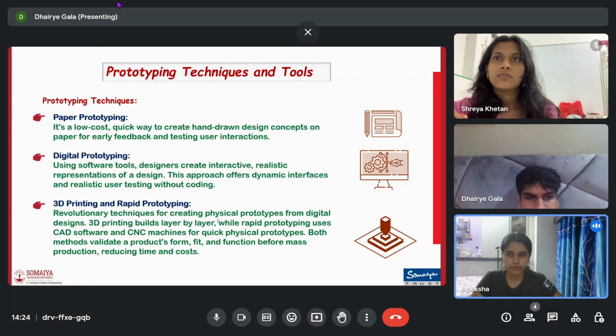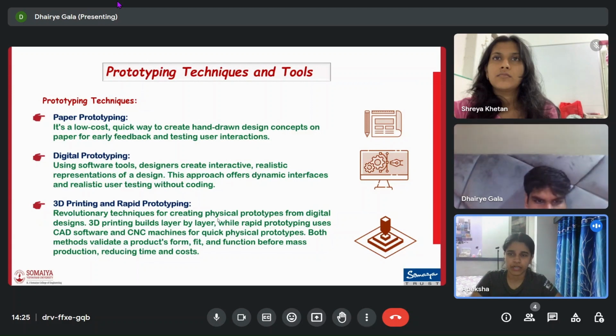Then there is digital prototyping. So we can use software tools here. Designers create interactive, realistic representations of a design. This approach offers dynamic interfaces and realistic user testing without coding. Then the last one being 3D printing and rapid prototyping. So revolutionary techniques for creating physical prototypes from digital designs. So 3D printing builds layer by layer while rapid prototyping uses CAD software and CNC machines for quick physical prototypes.